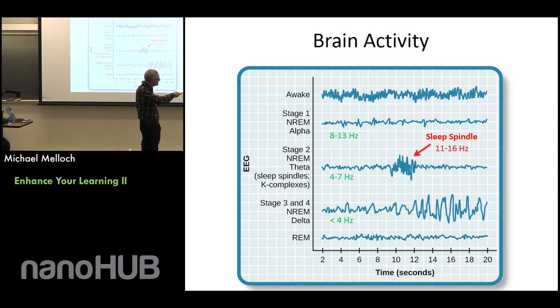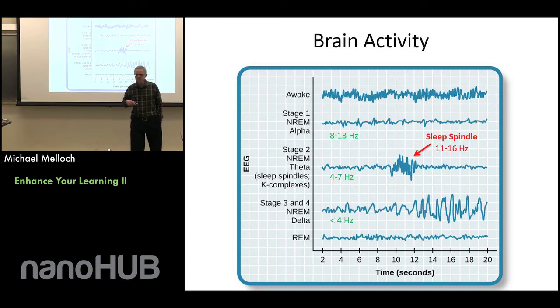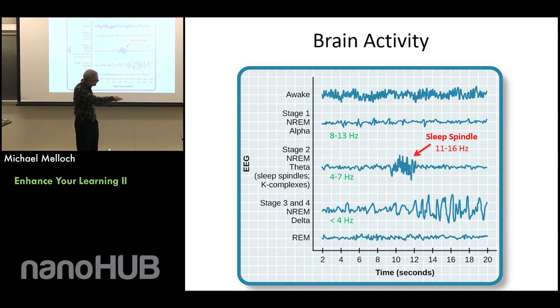In stage 1 non-REM sleep, the signals have frequency components from 8 to 13 hertz. Stage 2, 4 to 7 hertz. Stages 3 and 4, less than 4 hertz. In these very slow frequency deep sleeps, the neurons seem to all be firing in sync, so you get very large voltages. The other thing you see during stage 2 non-REM sleep are sleep spindles. These are brief bursts of a few seconds of higher frequencies.